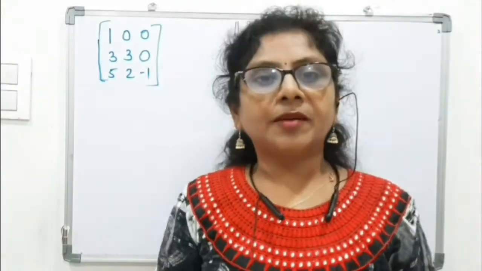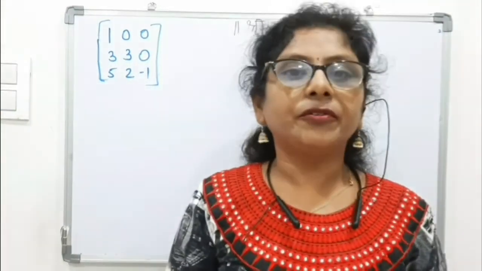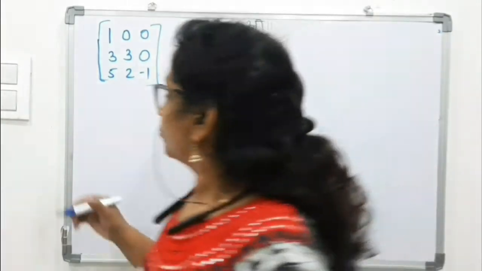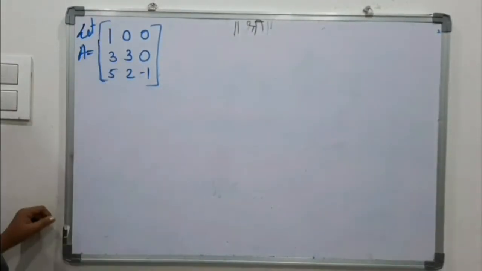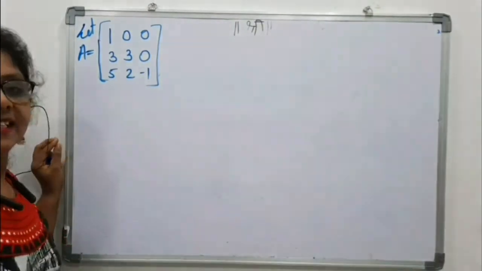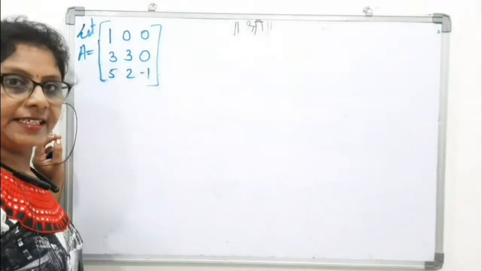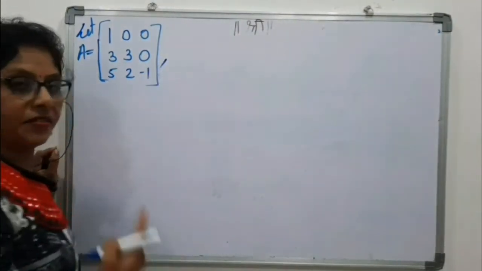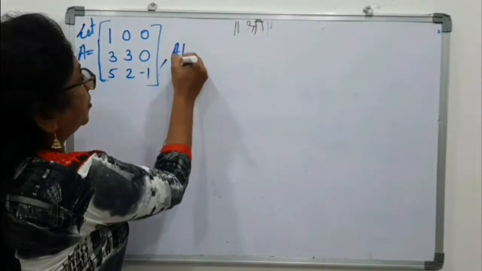Now come to the example for finding the inverse. This is the matrix of which we have to find the inverse. So first we will denote this as capital A. We know that if a matrix is non-singular, then and then only its inverse exists. So first we have to decide whether it is singular or non-singular. So first we will find the determinant of this.